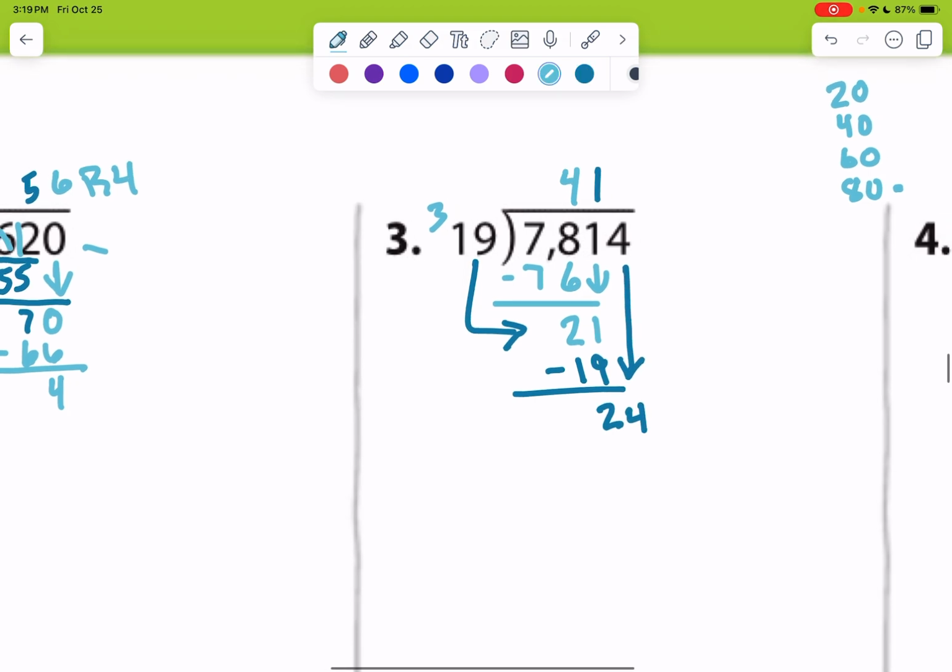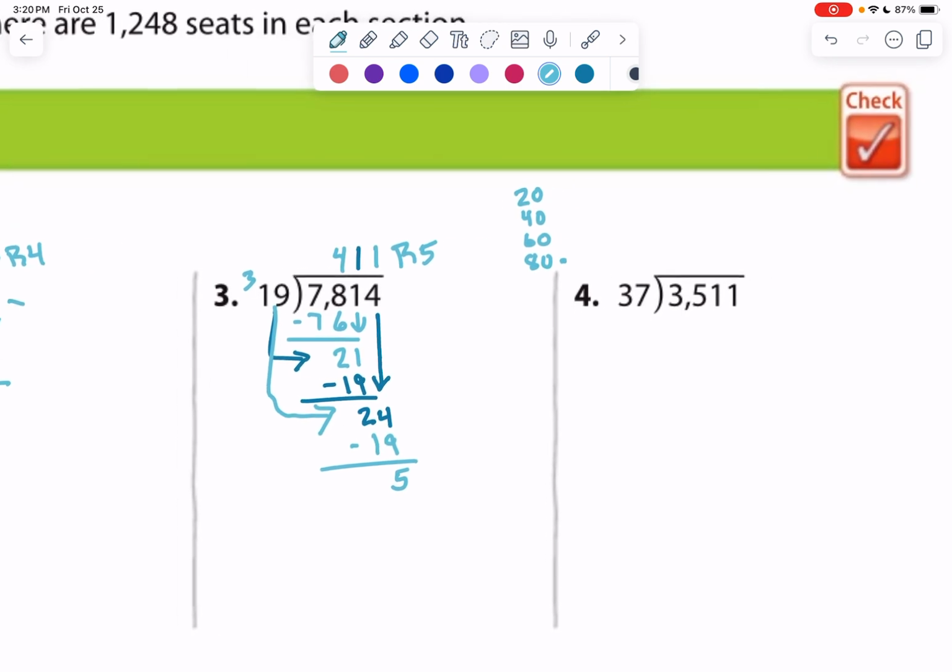Now I am thinking about how many groups of 19 I can make out of 24 things. That is still 1. Okay, 1. 1 times 19 is 19. Subtract. 24, take away 19. 1 more to get to 20, then 4 more. That's 5. Okay, so we have a remainder of 5. Cool. All right, I'm going to zoom back in and move over.